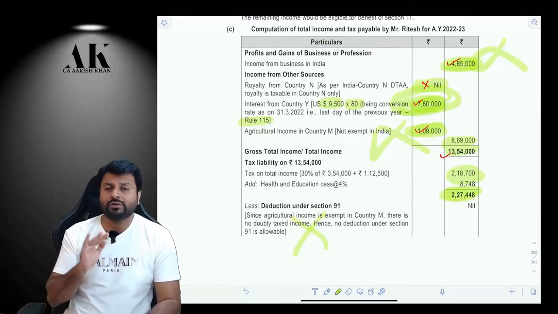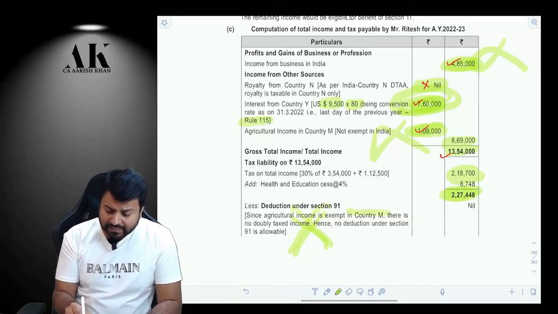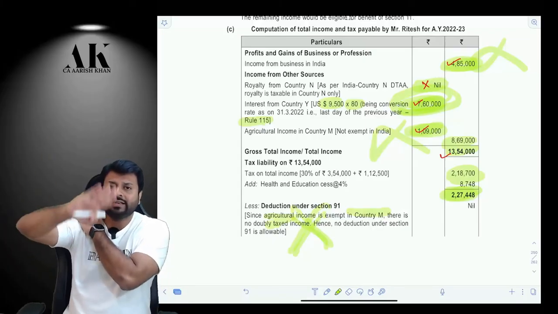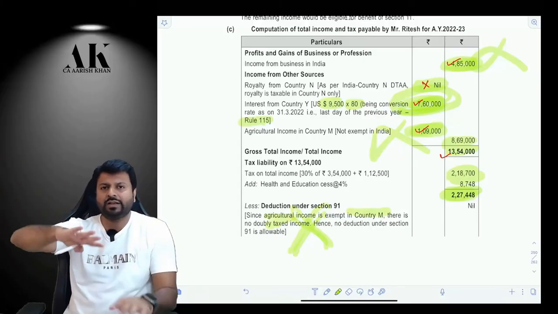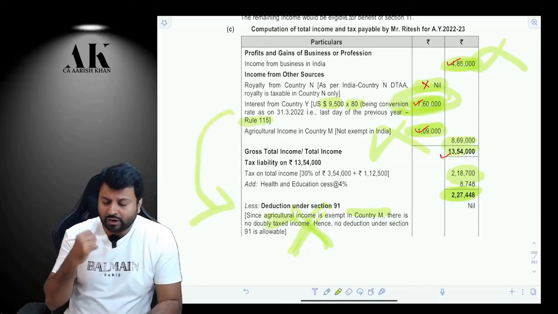Now, let us come to relief. Am I going to get the relief on agriculture income? No. Because agriculture income is exempt in country M. If something is exempt in a foreign country, that income is not doubly taxed. And if that income is not doubly taxed, how can you ask for relief on that particular income? Yes, you will get relief on interest. So how much relief you will get on interest?